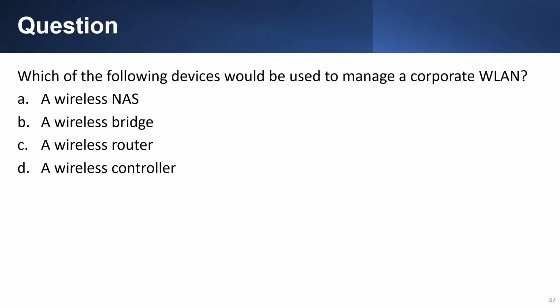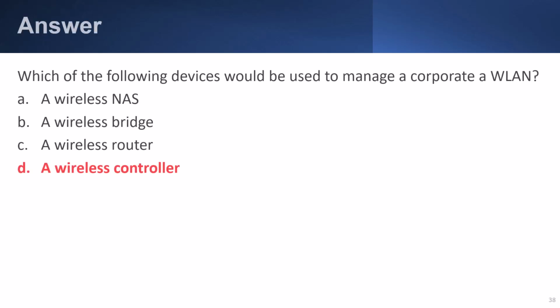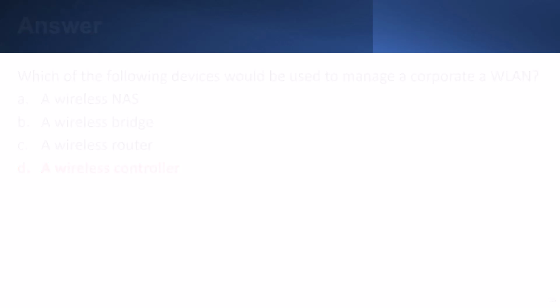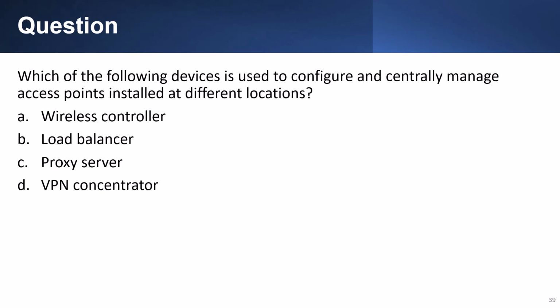Question: which of the following devices will be used to manage a corporate wireless LAN? Answer: a wireless controller. Question: which of the following devices is used to configure and centrally manage access points installed at different locations? Answer: wireless controller.